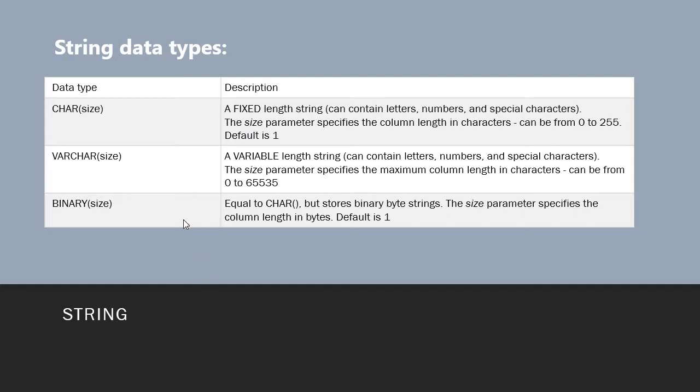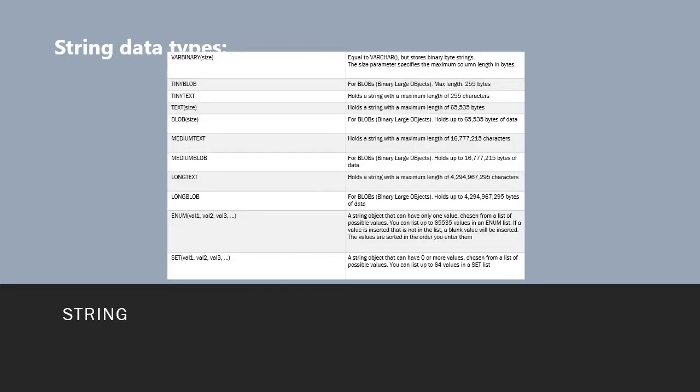Binary is somewhat equal to char, but it stores binary byte strings. The size parameter specifies the column length in bytes. If you are not giving any size, the default value is 0. There are other string data types like varbinary, which is equal to varchar, but it stores binary values. Blob is for holding large objects.